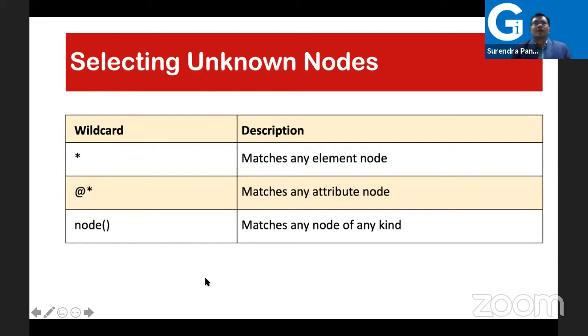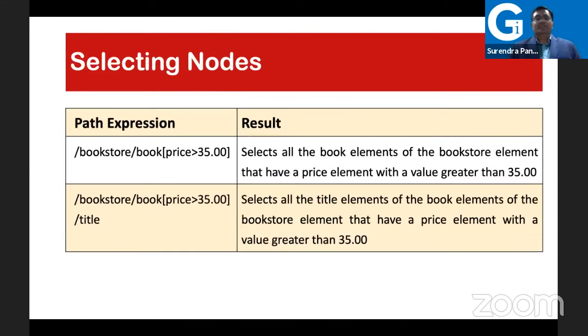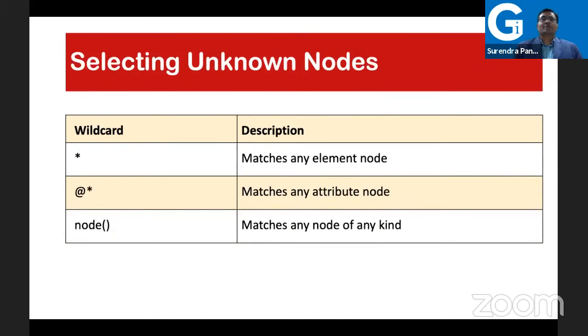There are certain unknown nodes. In this case, we were aware of the nodes, and that's why we could say, this is the book, I want to access the book element, or I want to access the title element. That's fine. But in case the elements are unknown, how do we access them? For that, we have certain wildcards. For example, * matches any element node, @* matches any attribute node, and node() matches any node of any kind. So there is a node function.